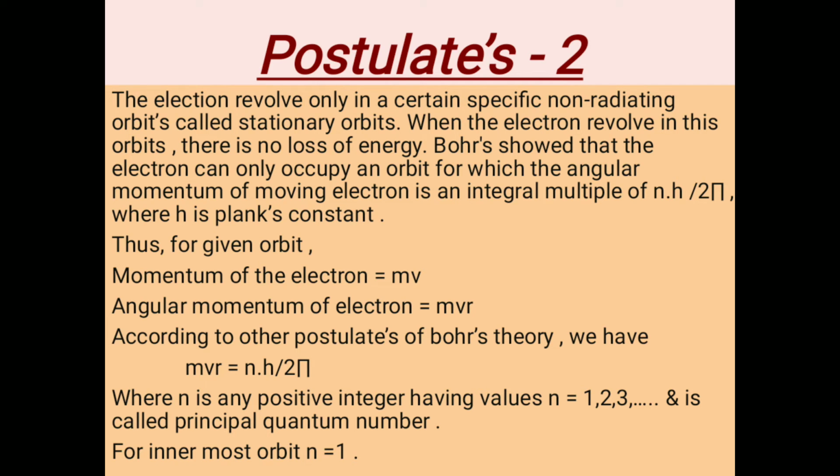According to the above postulate of Bohr's theory, we can say that the angular momentum of the moving electron, that is mvr, is equal to nh/2π, where n is any positive integer having values n equal to 1, 2, 3 and so on, and is called the principal quantum number. For the innermost orbit, n equals 1.